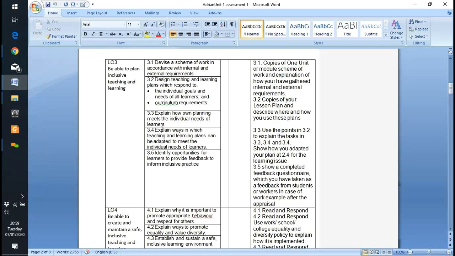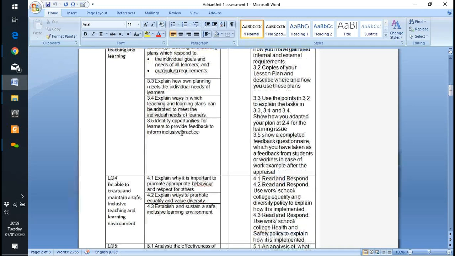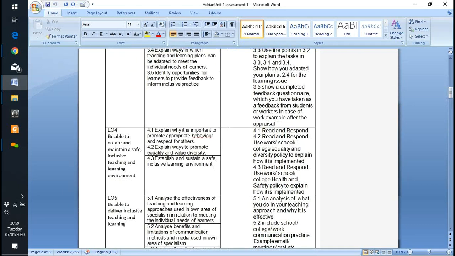Identify areas, provide feedback, explain ways in which teaching and learning plans can be adapted, explain how your own planning meets the individual needs. That was early on in the list. Design learning plans, that's your learning plans in your scheme of work. But the second three on there are part of that observation, and certainly on 4, establishing and sustaining a safe and inclusive learning environment. And the other 2 are explaining ways in which to promote equality and diversity, and explain why it's important to promote appropriate behaviour and respect for others.